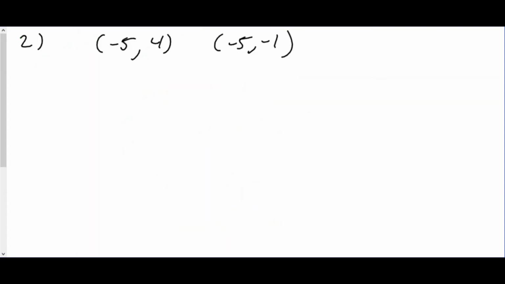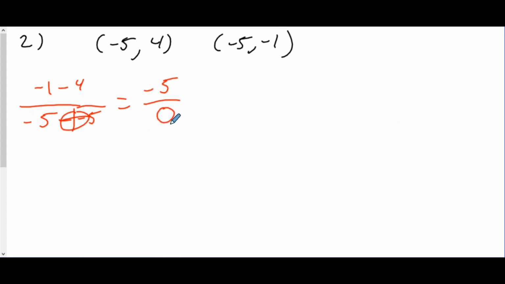Next one, got to find the slope in order to write the equation. So slope formula is y2, which is -1, minus y1, 4, over x2, -5, minus x1, also -5. So that's going to become a plus. I get -1 minus 4 more is -5. -5 plus 5 is 0.